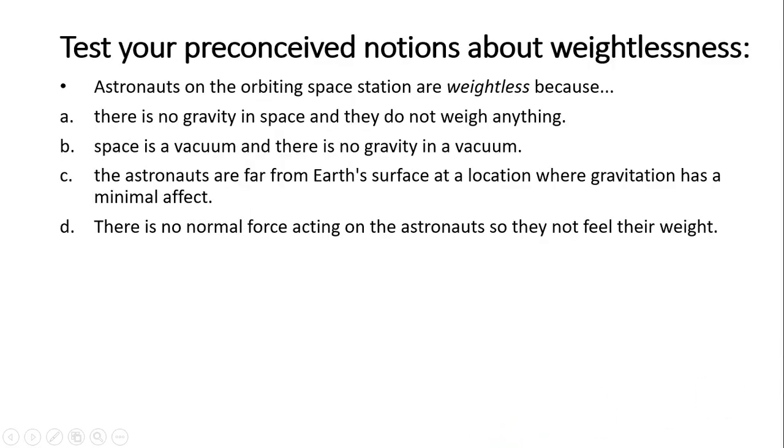Test your preconceived notions about weightlessness. Astronauts on the orbiting space station are weightless because there is no gravity in space and they do not weigh anything. Space is vacuum. There is no gravity in vacuum. The astronauts are far from Earth's surface at a location where gravitation has minimal effect, or there is no normal force acting on the astronauts, so they do not feel their weight.